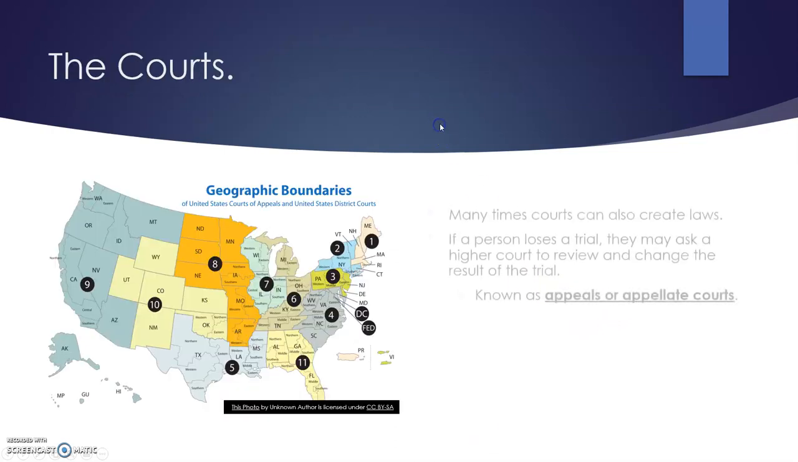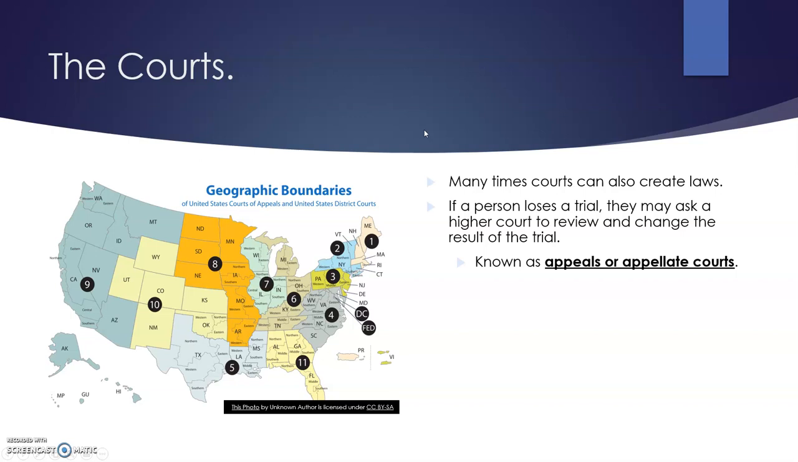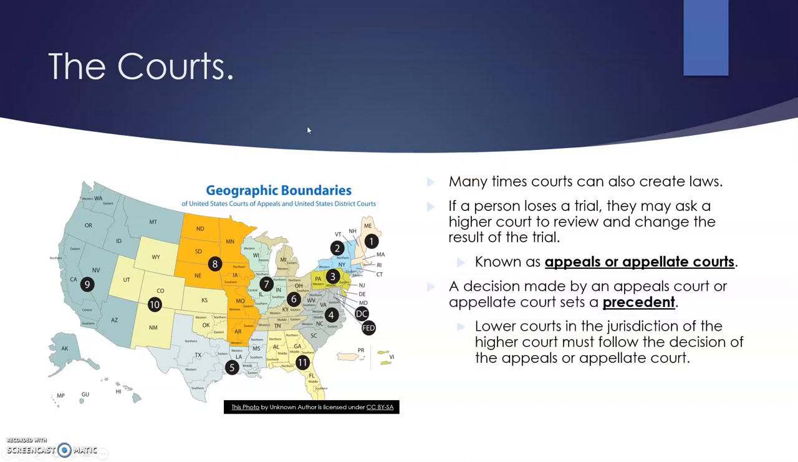Now the courts. Many times courts can also create laws as well. If a person loses a trial, they may ask for a higher court to review and change the result of the trial, and these are known as appeals or appellate courts. And we're going to talk much more about them later on, okay?